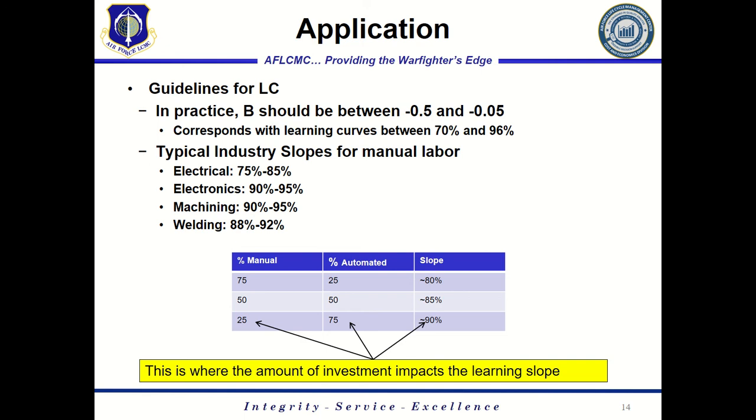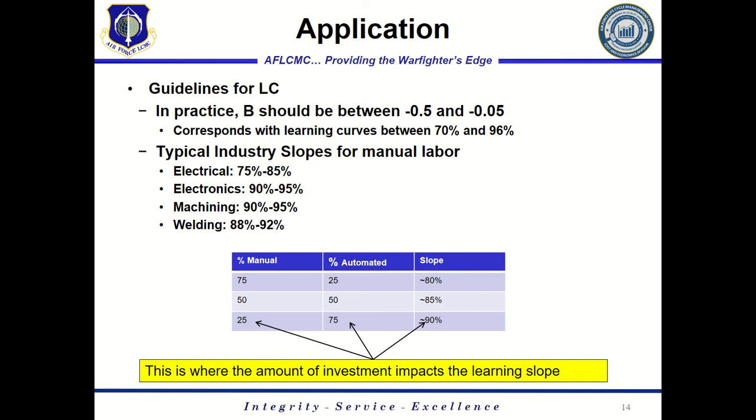If you're dealing with electronics, like assembling electronics, you would only expect 90 to 95%. Again, machining, 90 to 95. Welding, we would see a little bit better with 88 to 82% learning on those types of activities.